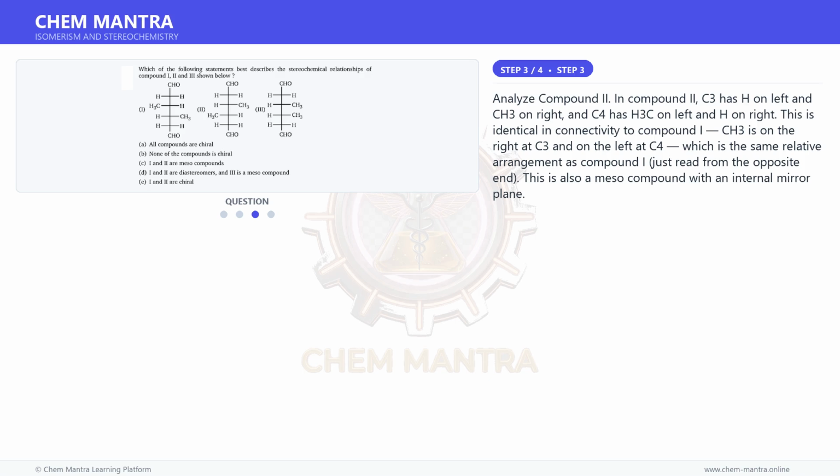Analyze compound 2. In compound 2, C3 has H on left and CH3 on right, and C4 has H3C on left and H on right. This is identical in connectivity to compound I. CH3 is on the right at C3 and on the left at C4, which is the same relative arrangement as compound I, just read from the opposite end. This is also a meso compound with an internal mirror plane.